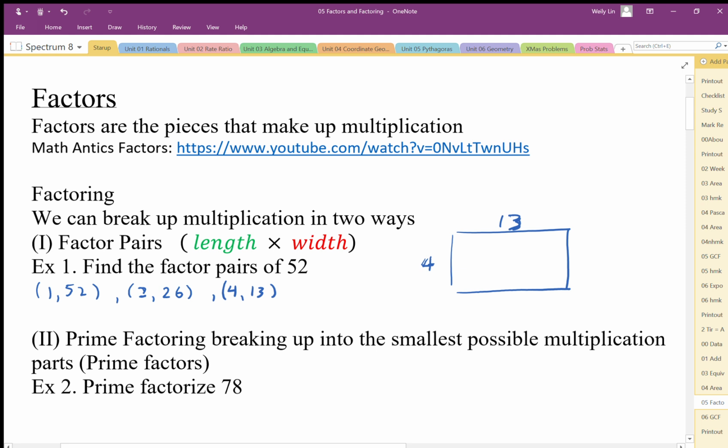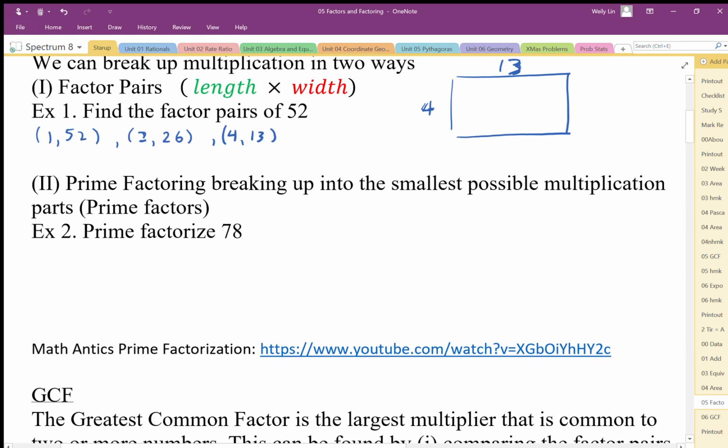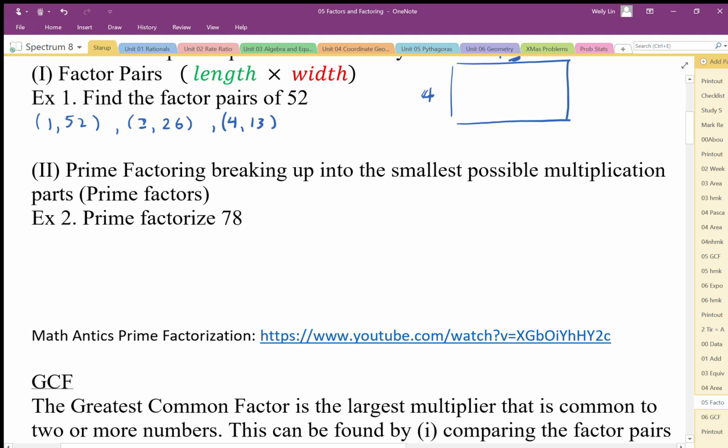So that's one way to factor, is to do it in pairs, and the factor pairs are essentially breaking up into length and width. Prime factoring is slightly different. Prime factoring is breaking it up into the smallest pieces, and we can have more than just pairs. For 78, there's two ways to do it. One way is a factor tree. I can do 2 times 39. I can do 3 times 13.